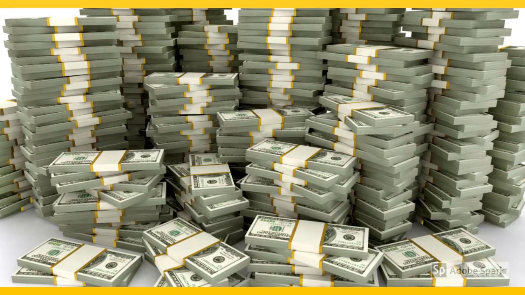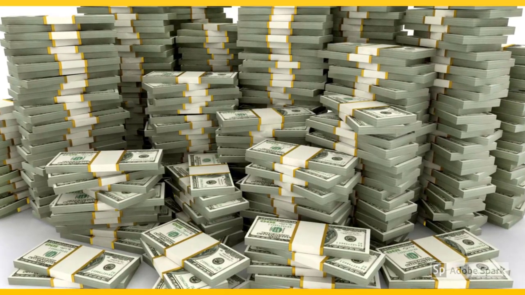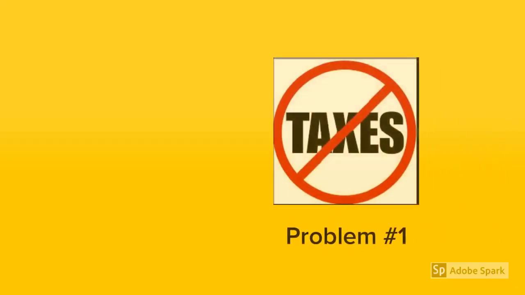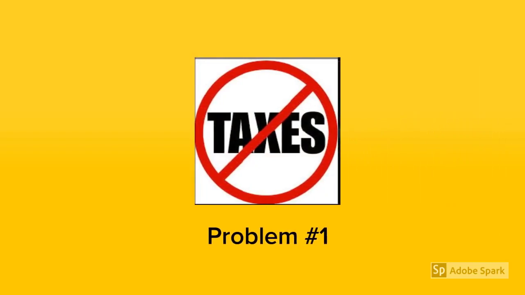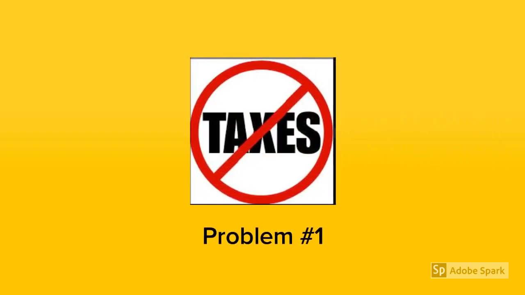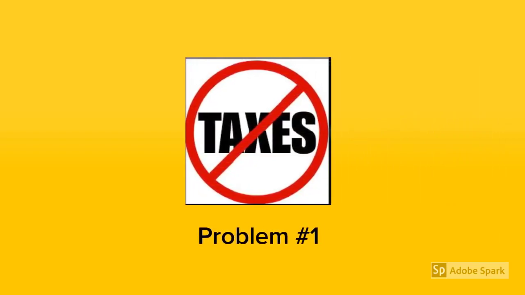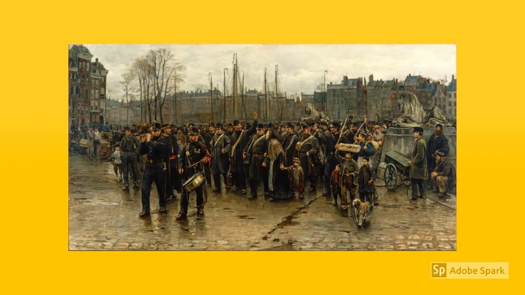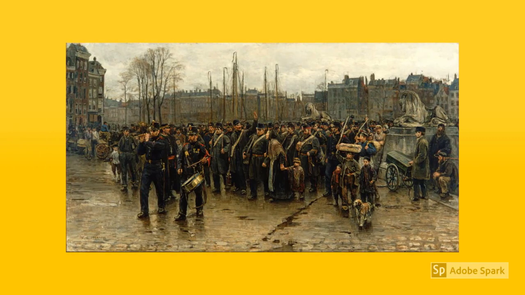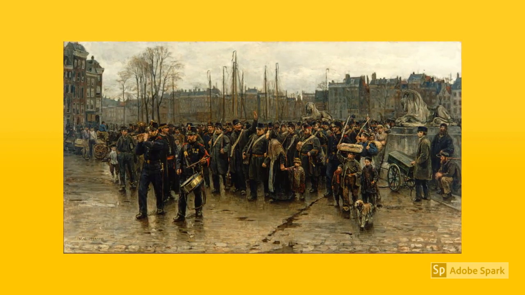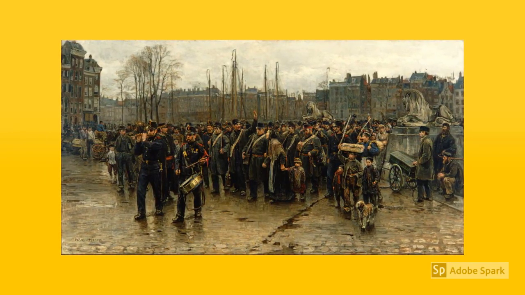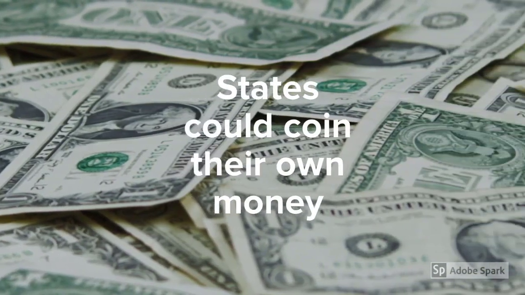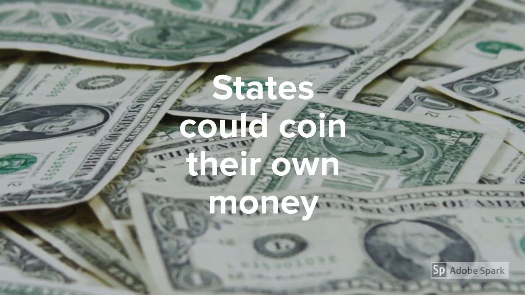Many of the problems that arose under the Articles of Confederation had to do with the economy and money. One of the most significant problems with the Articles of Confederation was that the federal government had no power to impose taxes and it had to rely on voluntary contributions from the states. This meant the federal government had very little money to pay for an army or a navy, which is very dangerous for national security.